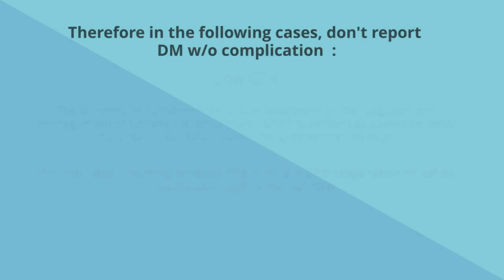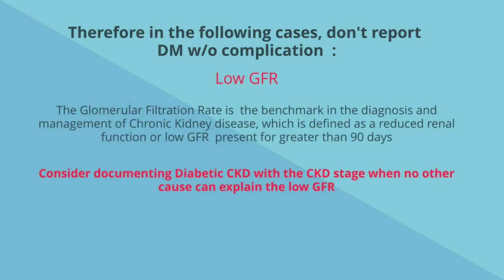In kidney disease, kidney filtration can be impaired. This can be due to underlying chronic conditions like diabetes, HTN, etc. The glomerular filtration rate is the benchmark in diagnosing and managing chronic kidney disease, which is defined as a reduced function present for greater than 3 months. Consider documenting diabetic chronic kidney disease with the CKD stage when no other cause can explain the low glomerular filtration rate.